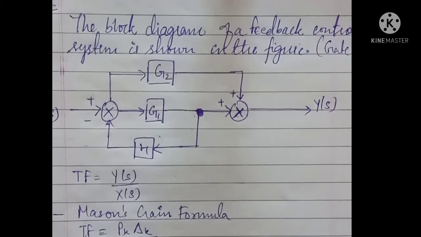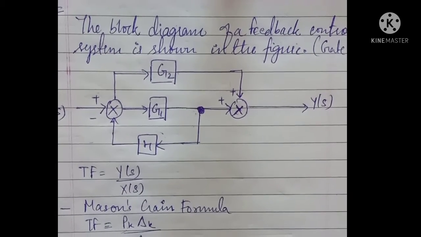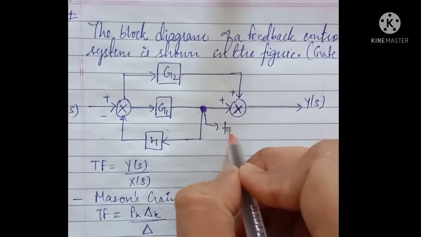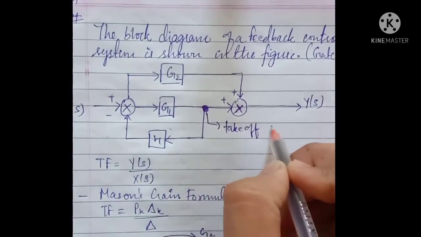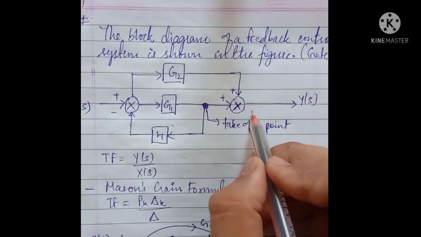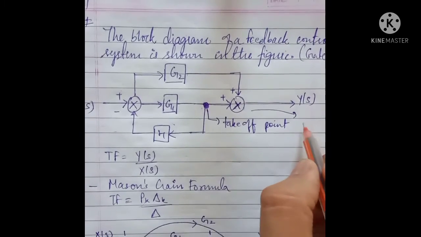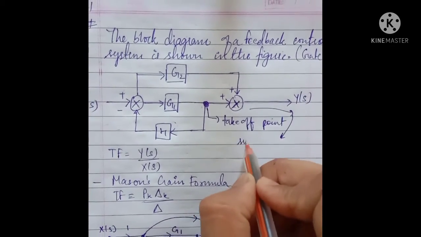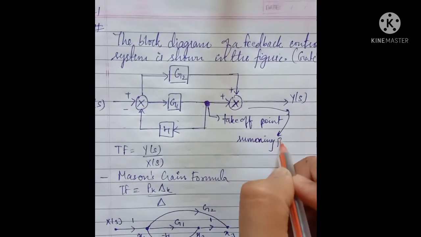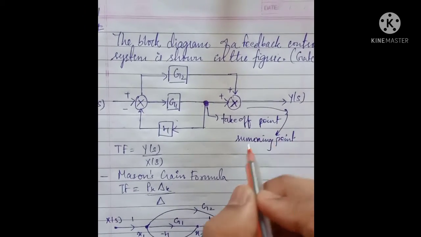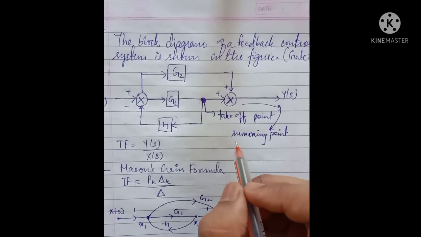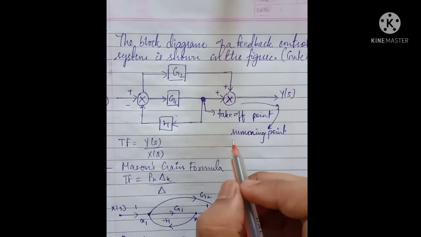Clear? Some important parameters I have to note down. This is a takeoff point. Similarly, this cross is called the summing point. You need to remember what is meant by the dot, and what is meant by the summing point.